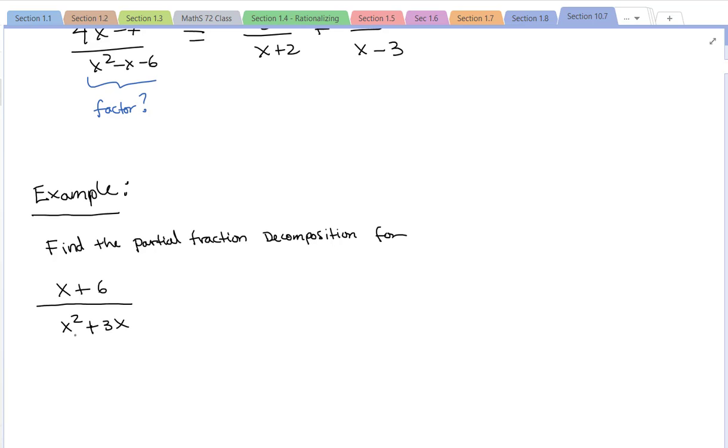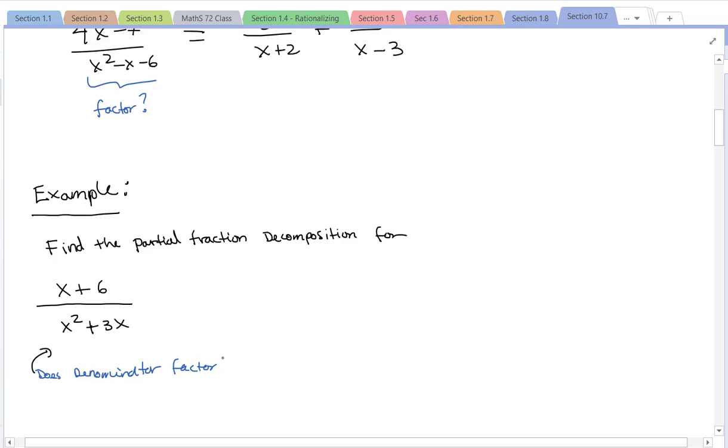The other thing that we have to look for is to make sure that the denominator factors. So does this denominator factor? Yes, in this case, notice that we have two terms, so look for a common factor. In this case it is x, so x times x plus 3. What this means then is that I can break this up, just as we did before, into fractions from the two factors. So one with an x, and the other one is going to be an x plus 3.